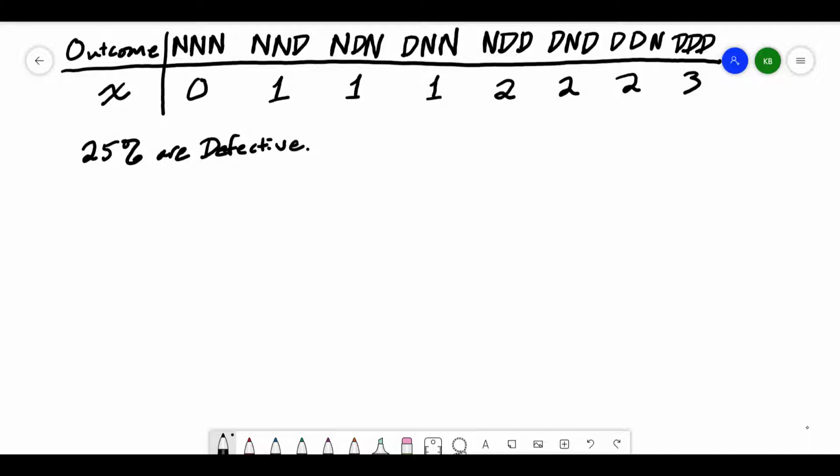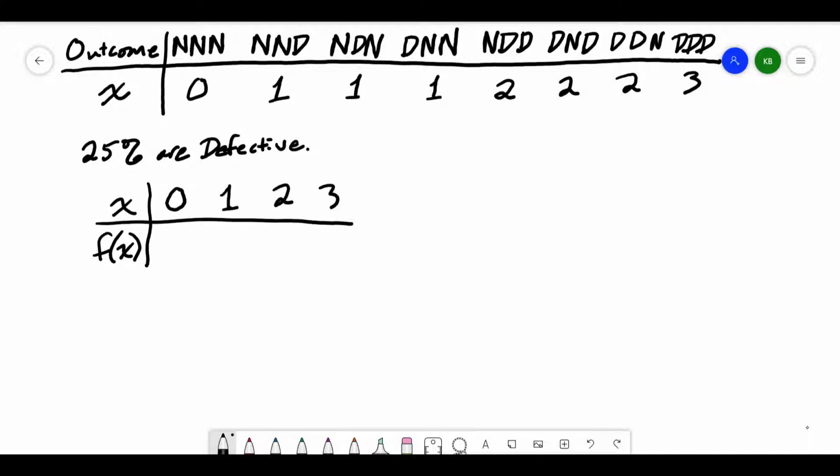So I can make a probability distribution, f of x, of my random variable x, the way I have before. So x can take on the values 0, 1, 2, or 3 successes. If I want to find the probability that there are 0 successes, so I want to find f of 0, what I'm going to do is find the probability of all 3 being not defective.